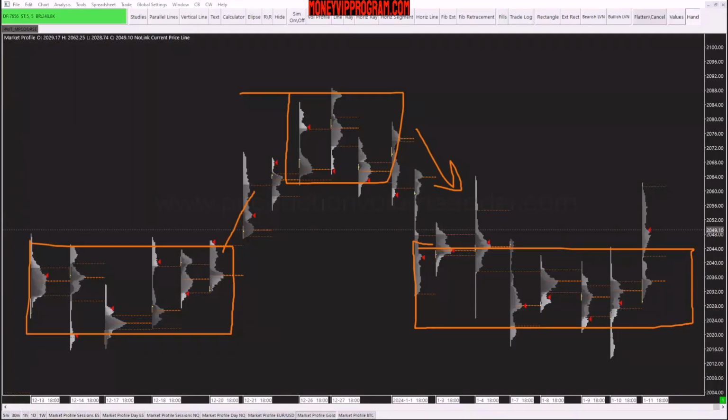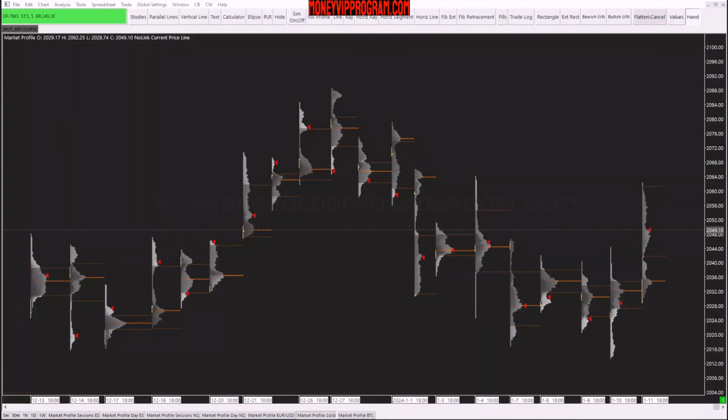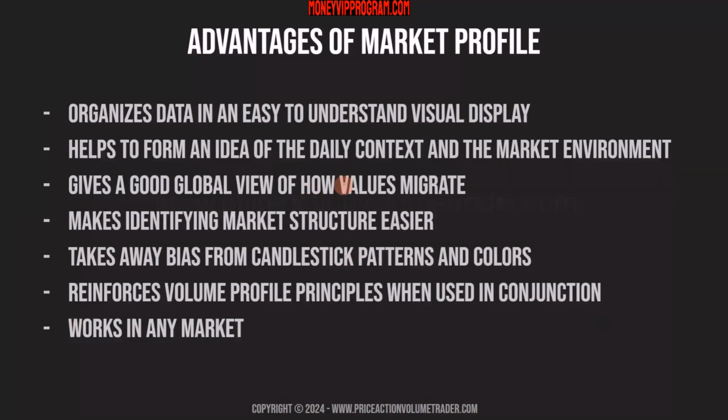So with market profile, if you zoom out, you can very easily see areas where the market has traded or areas where we're most likely to be going to trade next. It helps form an idea of the daily context and the market environment, as I just showed. You can see if we're in a trending, or what's called an imbalanced, or in a consolidating or balanced environment. Gives a good global view of how values migrate.